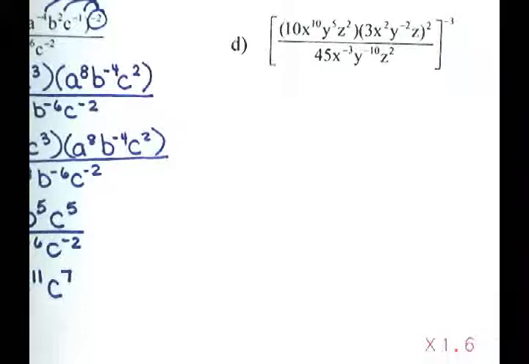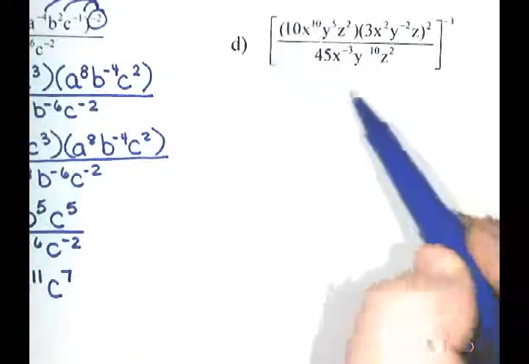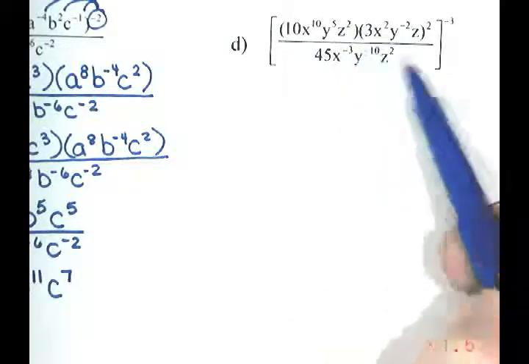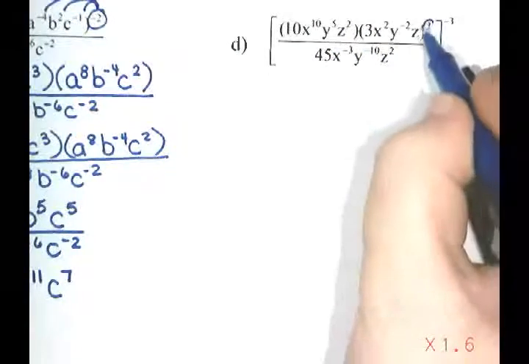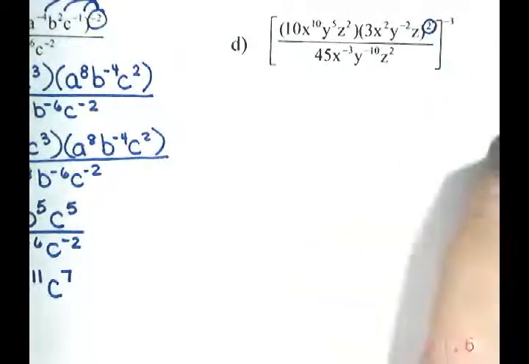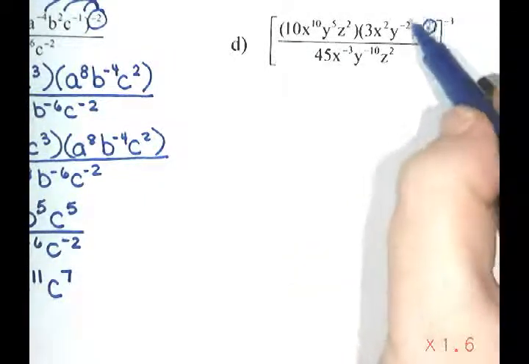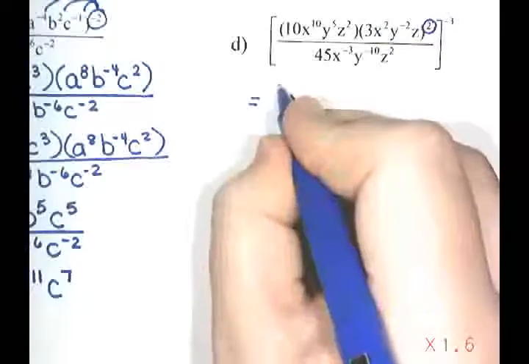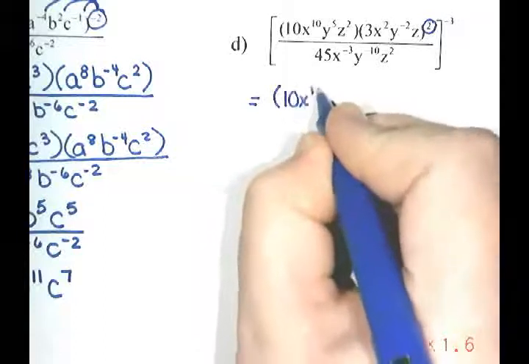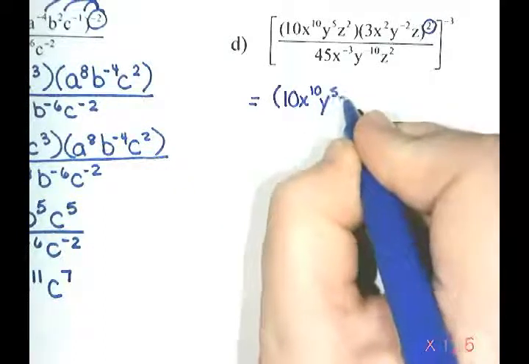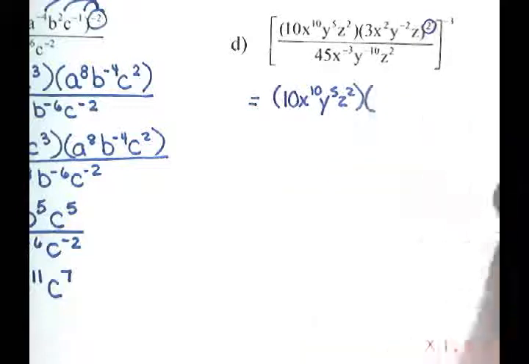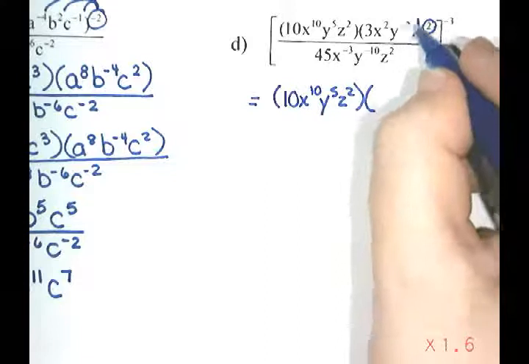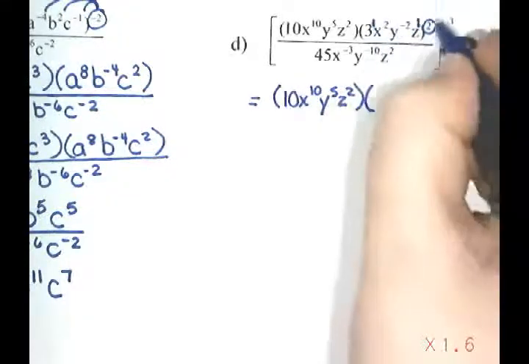So BEDMAS, order of operations, says we start inside the bracket. Now inside the bracket I have multiplication, I have division, but I also have an exponent. So I start with the exponent. And we're going to multiply that 2 into all of the exponents in that grouping. So I'm going to leave the 10 x to the 10, y to the 5, z to the 2 from the first bracket. And here we're going to multiply the 2 into the secret 1 on the z, the negative 2, the 2, and the secret 1 on the 3.